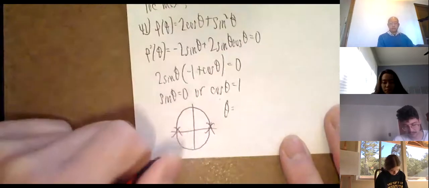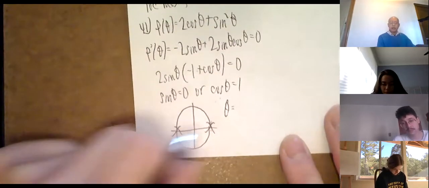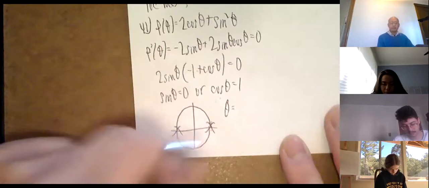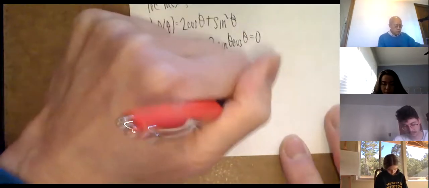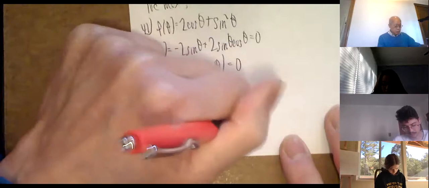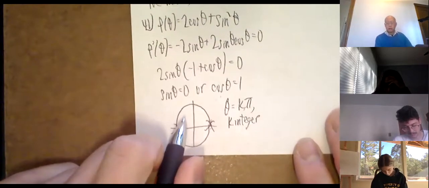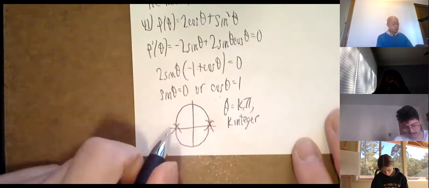So theta is a multiple of pi. That's 0, pi, 2 pi, 3 pi, 4 pi, or negative pi, negative 2 pi. So theta is k times pi, where k is an integer. So all of these would be considered critical numbers.